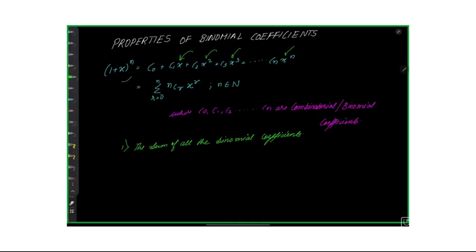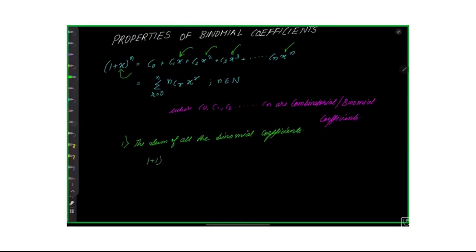If you put x equals 1 on both sides of the equation, it will be (1 plus 1) to the power n equals C0 plus C1 plus C2 plus C3 plus C4 plus dot dot dot Cn. It is nothing but 2 to the power n. So we got our answer: the sum of all the binomial coefficients is nothing but 2 to the power n.